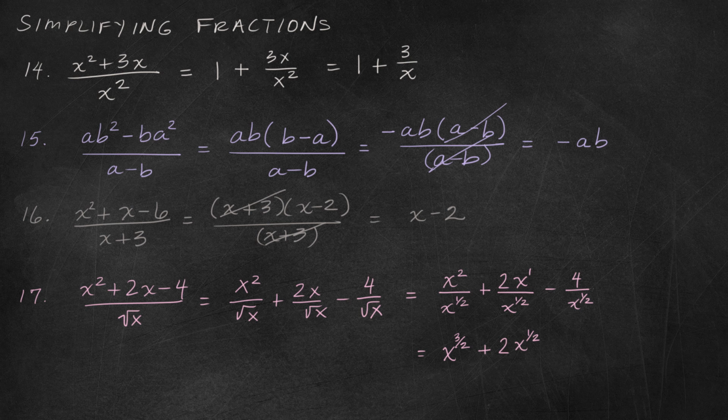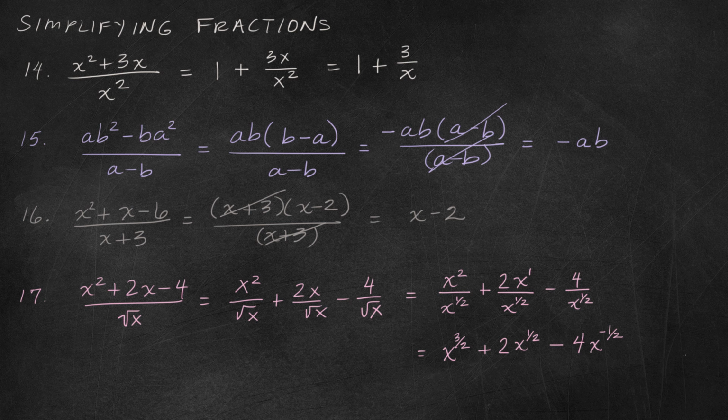And then for this last term, now in algebra, when you're simplifying, you're normally taught not to keep negative exponents in your answer. But in calculus, oftentimes we're going to want to bring that term up to the numerator. So for now, I'm going to write it as 4x to the power negative 1/2.